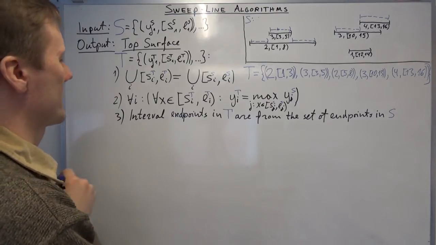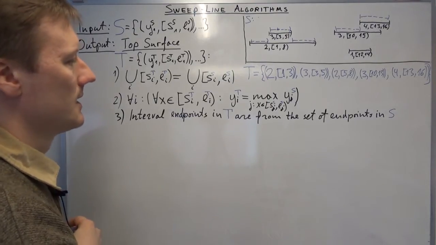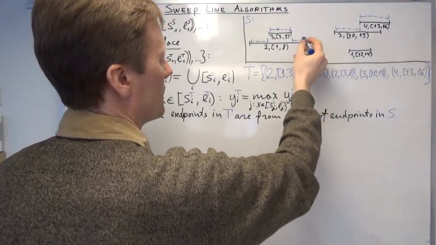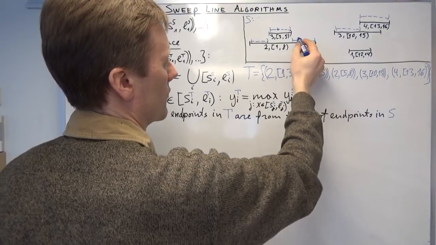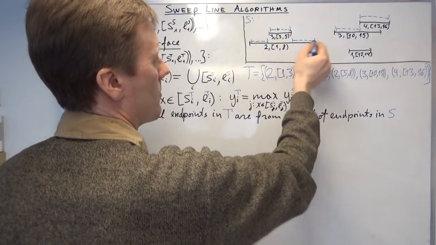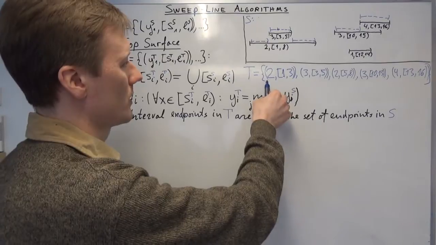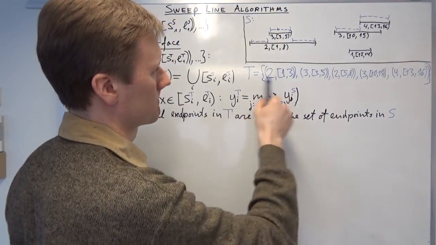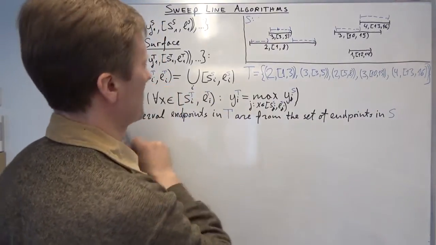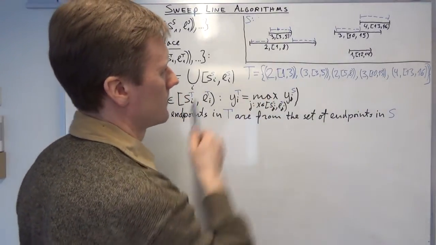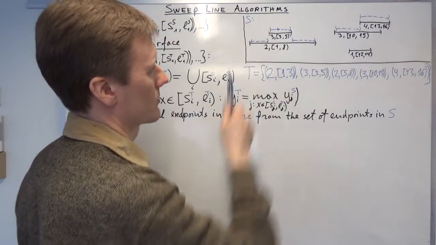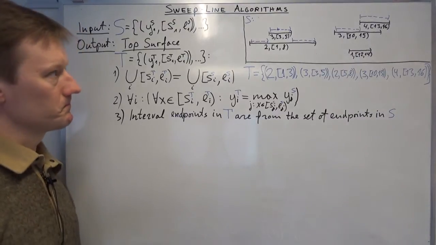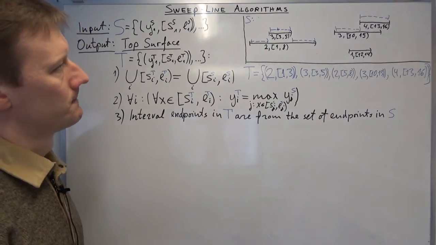In addition, we require that the interval endpoints in T are from the set of endpoints in S, so we do not want to create artificial intervals here. For example, chop this interval into smaller intervals. So here is the output written out in this format, and you can stop the video and see that this actually corresponds to the picture. So that's the problem. How do we solve it?